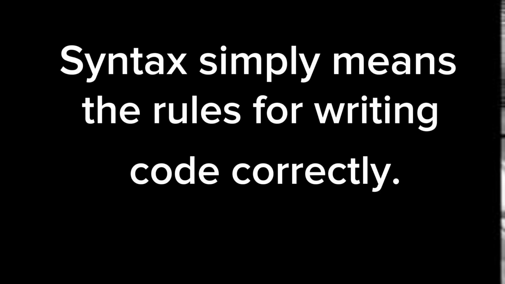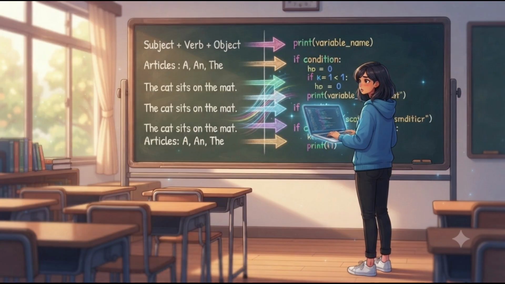The next term is syntax. Syntax simply means the rules for writing code correctly. For example, think about English grammar. This is a book. That's correct. Book this is. That's not correct. Programming languages have grammar rules too. Those rules are called syntax.